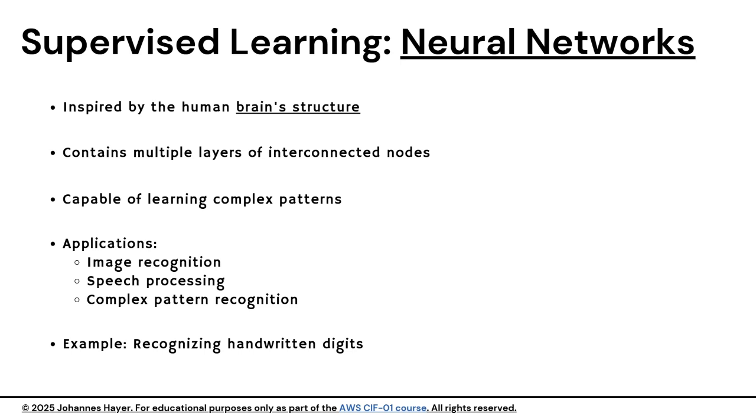When you write a number, the neural network processes the image through multiple layers, each looking for different features, from simple lines and curves in early layers to more complex patterns in deeper layers. And this layered approach allows neural networks to tackle problems that would be extremely difficult for simpler algorithms.